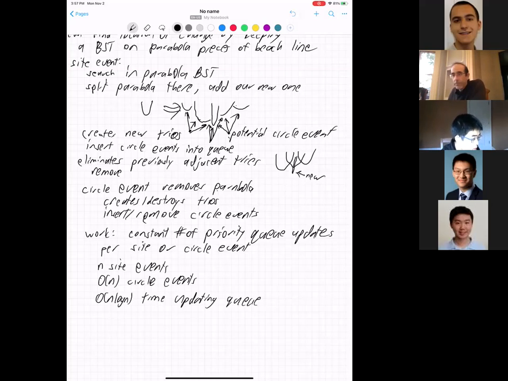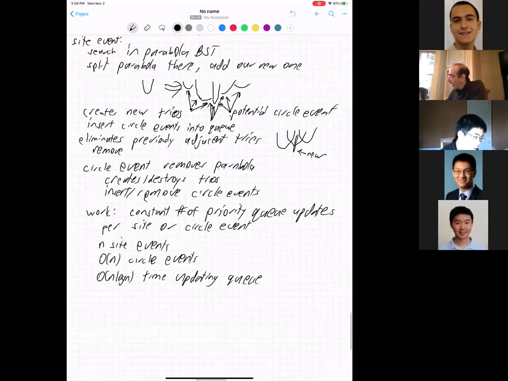Wait, another proof for the linearity of the number of Voronoi points could be that in this procedure, every time we have a circle event, we remove one parabola? Yes, you can actually prove it that way as well. If you want an algorithmic proof of the size of the Voronoi diagram, you can say, look, every time I have a circle event, I remove a parabola piece. Every time I have a site event, I only create two parabola pieces. So the number of removals is bounded by twice the number of creations and is therefore linear. Got it, thanks. Okay, so order n log n time updating the queue.